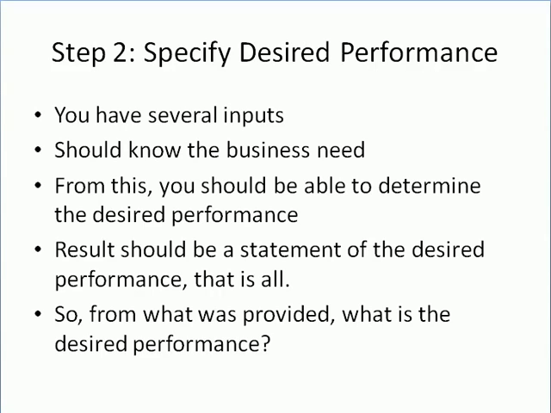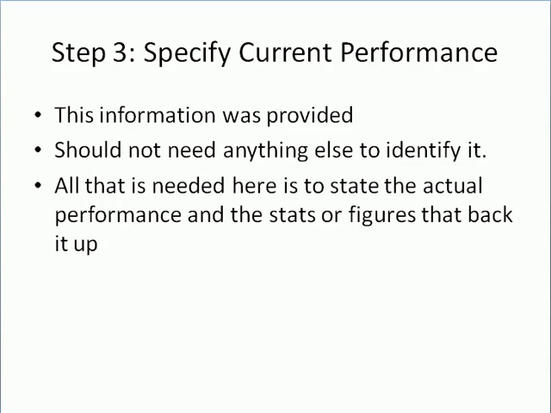At the end of this, I'm going to post an example from a different problem so you can look at how it might have been done. So step 3, that's to specify the current performance. This information was provided. You really shouldn't need anything else to identify it. All that's needed here is to state the actual performance and the stats or figures that back it up. And the stats and the figures are included in the worksheets.